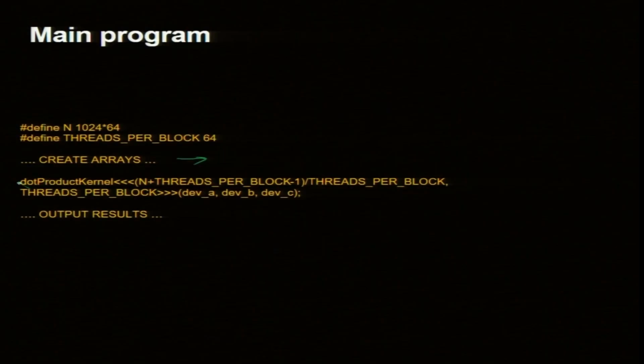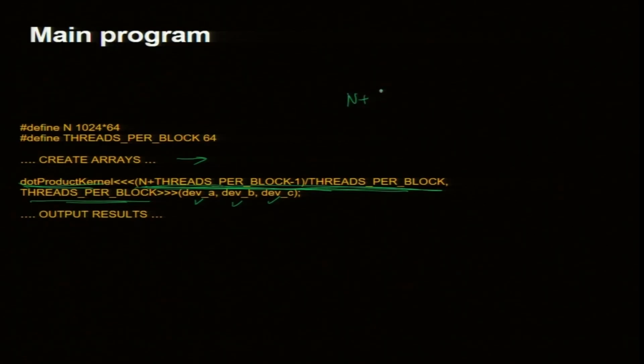And this is my function, the dot product kernel, which was there in the previous slide. So, this is my number of blocks and this is the number of threads, and these are the variables dev A, dev B and dev C inside the GPU. Dev A and dev B are arrays, but dev C is not an array. Now, one question is, why is my block count some crazy number like this? It is n plus threads per block.